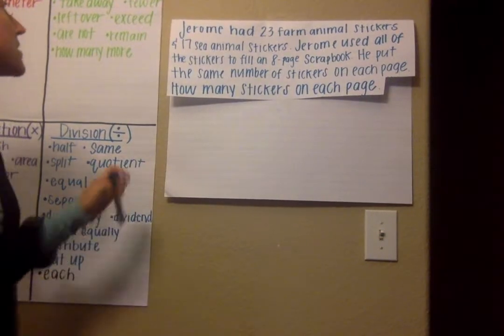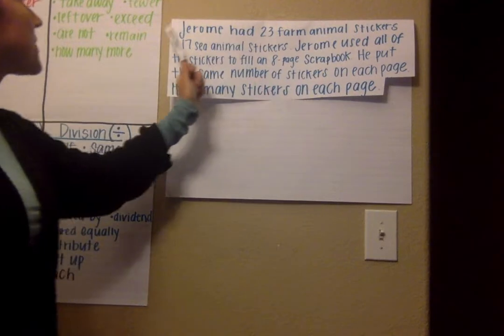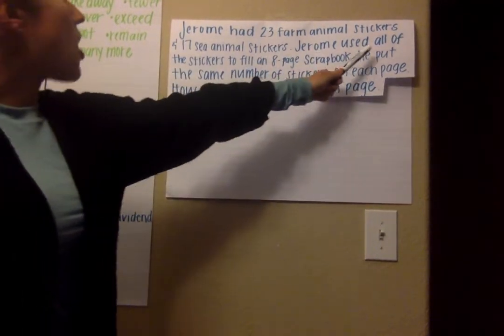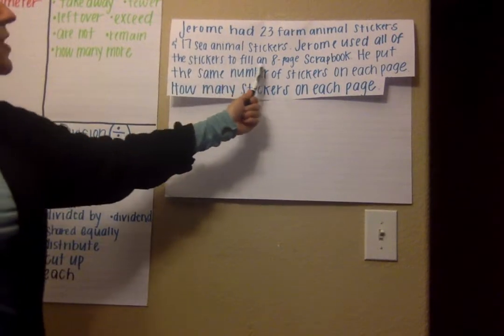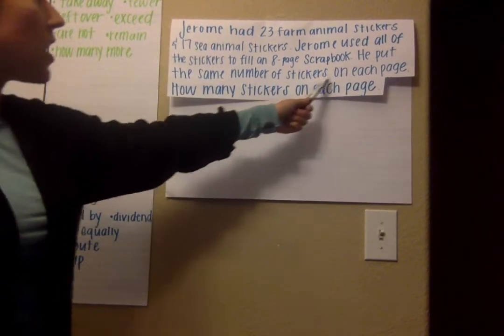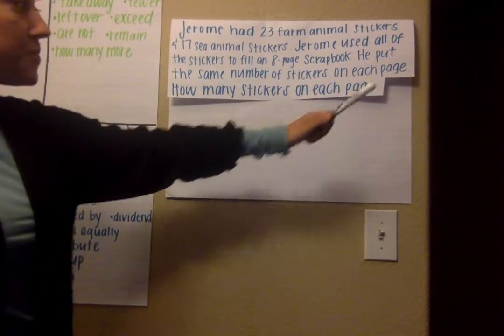Read with me, please. Jerome had 23 farm animal stickers and 17 sea animal stickers. Jerome used all of the stickers to fill an 8-page scrapbook. He put the same number of stickers on each page. How many stickers on each page?